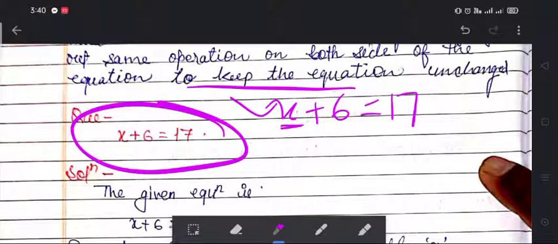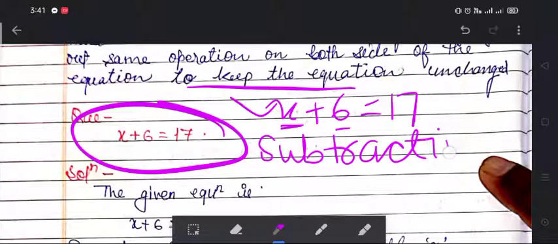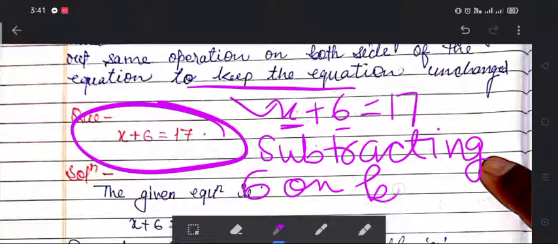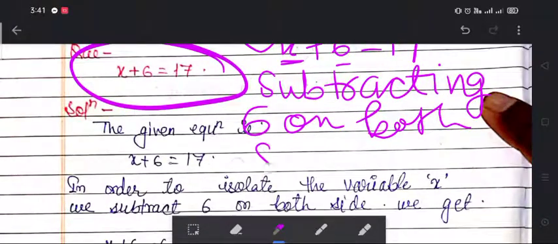So in order to remove this 6, we have to subtract 6 on both sides. So we write: subtracting 6 on both sides.